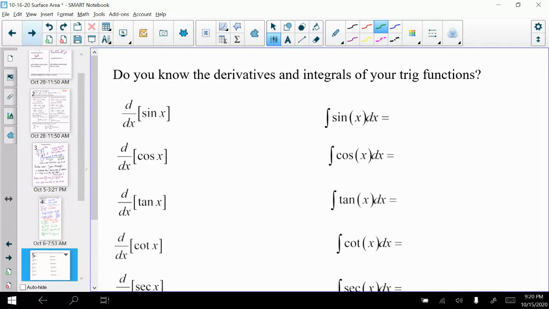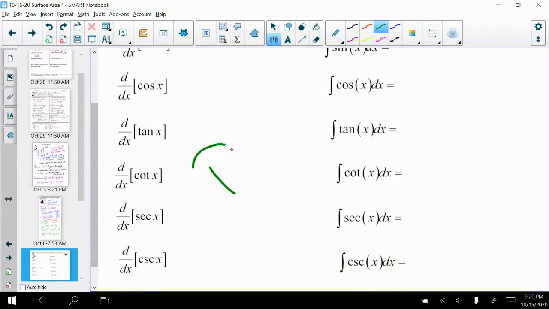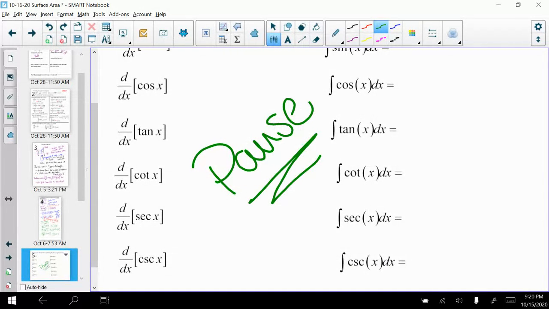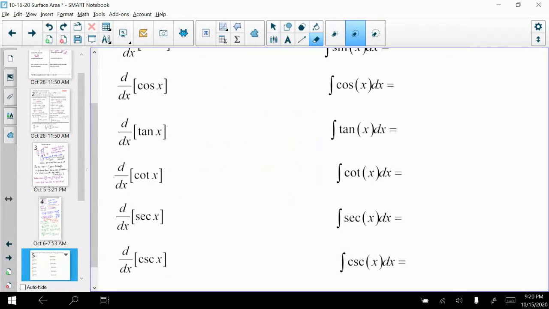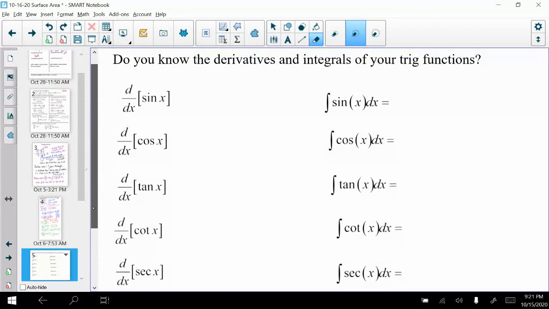Oh, yes. So I also want you to think about this. Do you know your derivatives and your integrals of your trig functions? So that is like, do you know all of these derivatives and integrals? So take a second and let's pause the video and make sure that we have all of these derivatives and integrals off the top of our head. Okay, perfect. So now that we have that, let's go through and make sure that we all feel good with these because they are pretty important for us to all know and use.